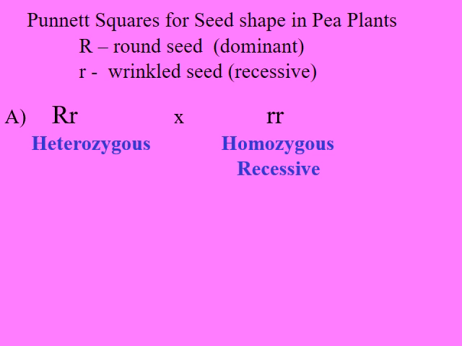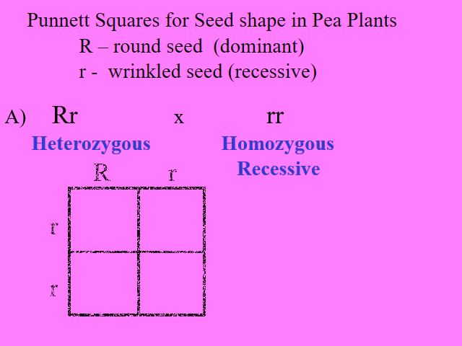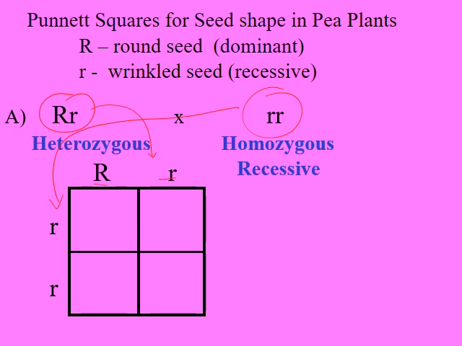So if I have two pea plants, one that's heterozygous, one that's homozygous recessive, what is the likelihood of having round seeds versus wrinkled seeds? Again, you could use a Punnett square to figure this out. You take one parent, you put them across the top. Capital R, lowercase r. You take the other parent, the homozygous recessive parent, you put them on the side. It doesn't matter which parent goes on the top and which one goes on the side, as long as you're not crossing the genes between the top and the side. One parent on the top only, one parent on the side only, and it works out fine either way.